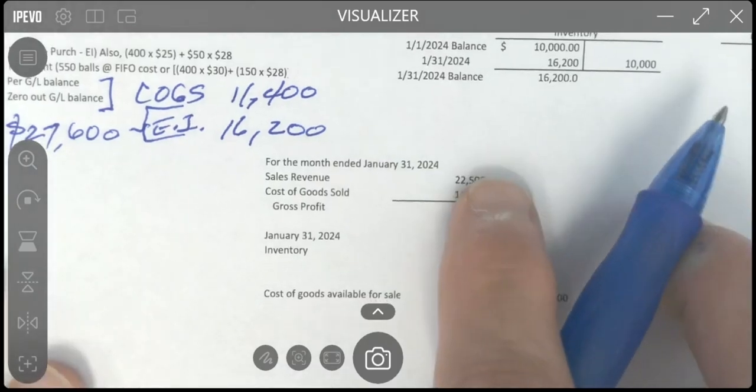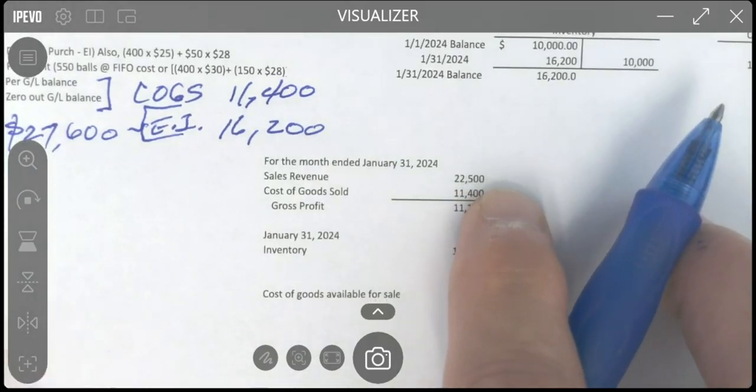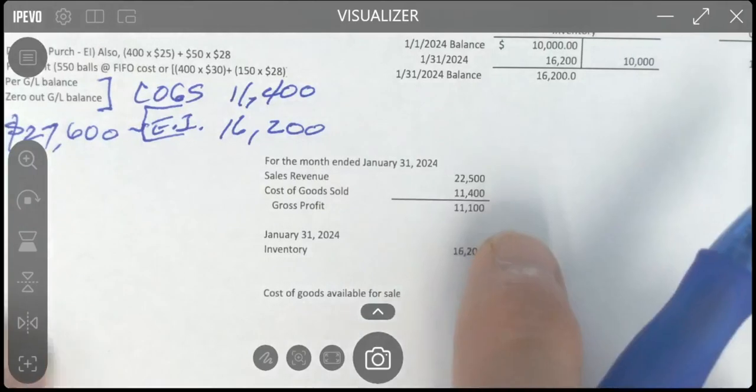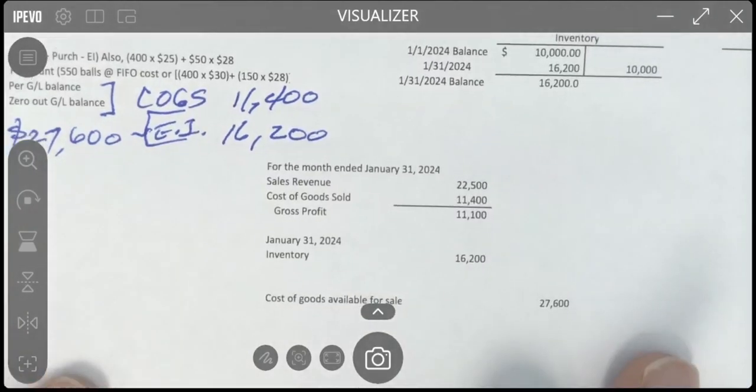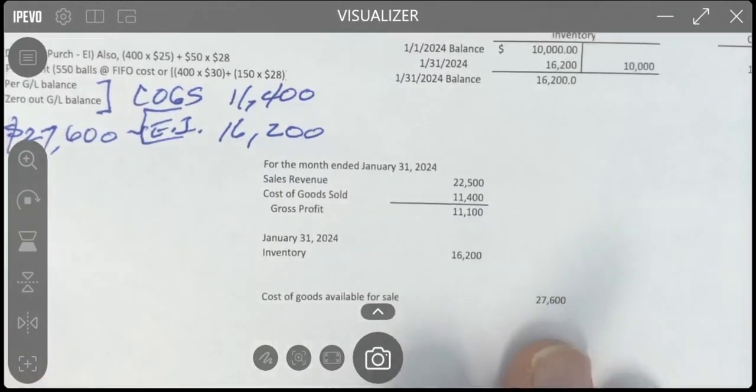Needless to say, the sales revenue is the same. That didn't depend on the cost flow assumption. Okay, so that is periodic FIFO.